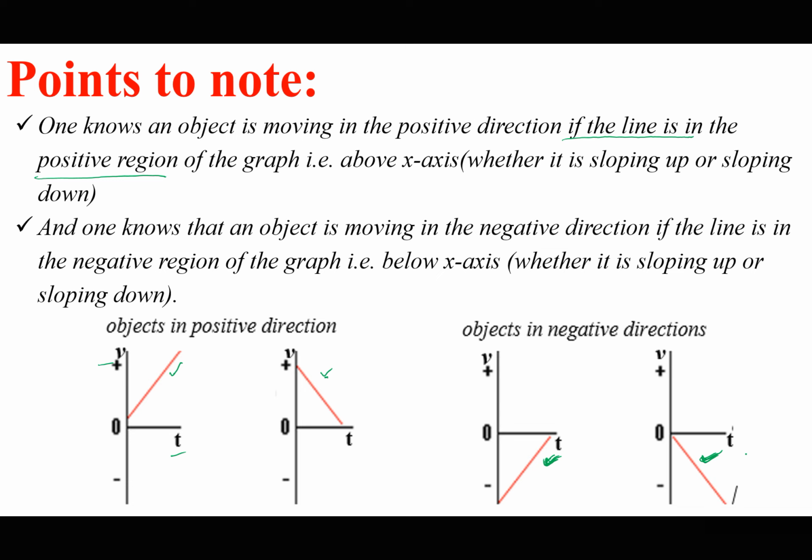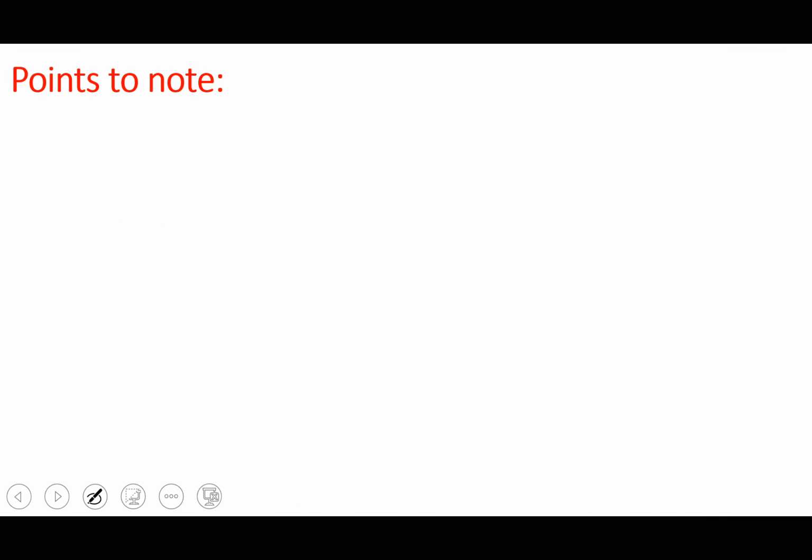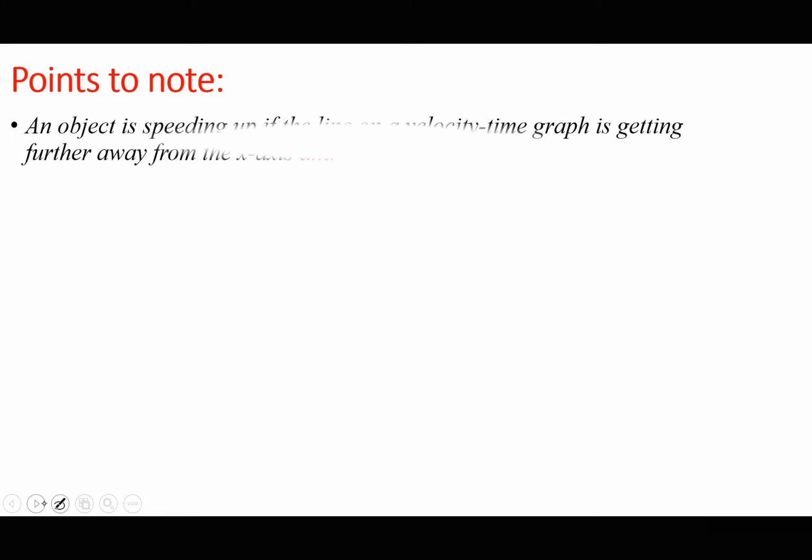So in other words, how do you know that the object is speeding up or slowing down? How can you tell if the object is speeding up or slowing down from the velocity time graph? By the way, I want you to note that if a line crosses over the x-axis from the positive region to the negative region, or vice versa, then the object has changed direction. If the line does not cross, then it is still in the same direction.